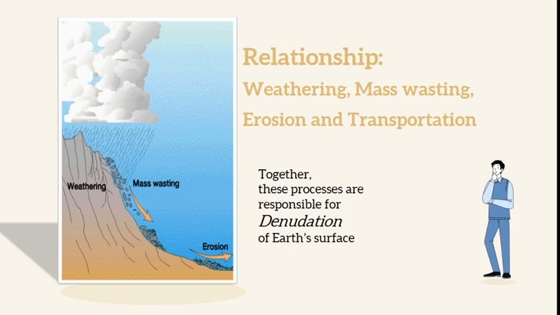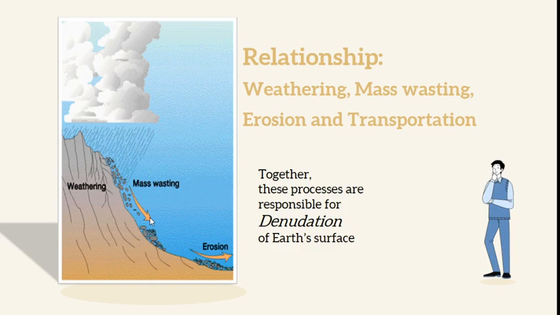Now, what is denudation? It involves the processes that cause the wearing away of the Earth's surface by moving water, by ice, by wind, and by waves, leading to a reduction in elevation and in relief of landforms and of landscapes.